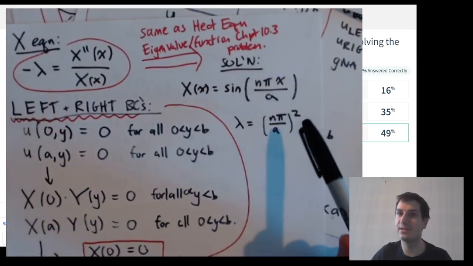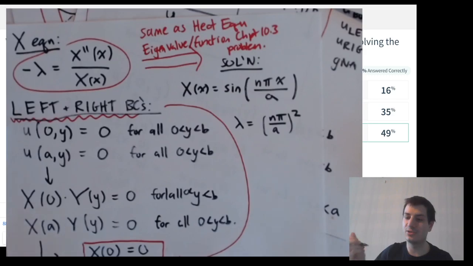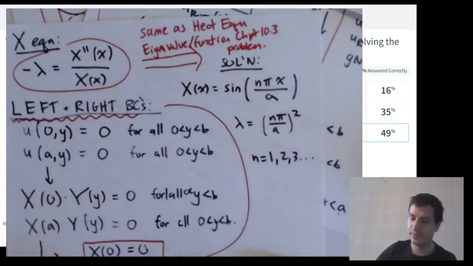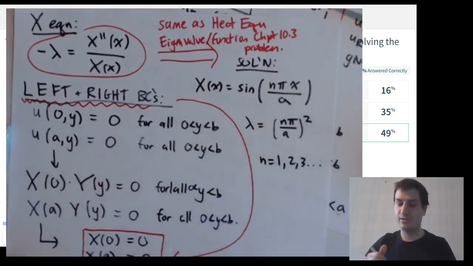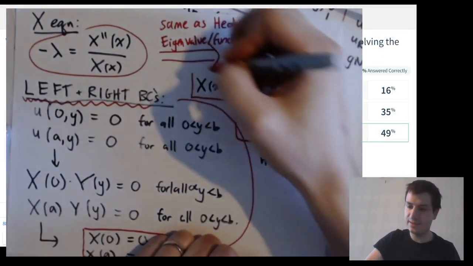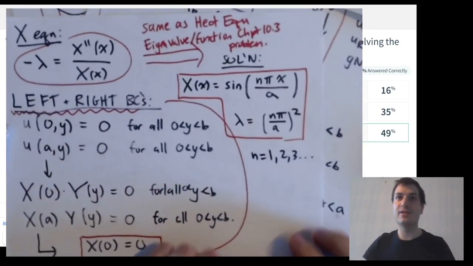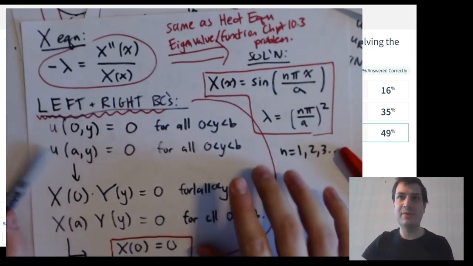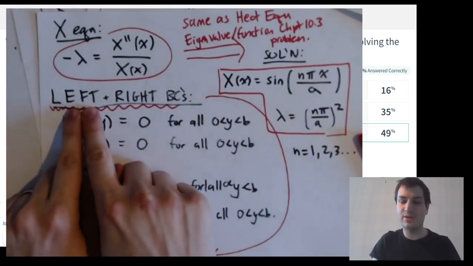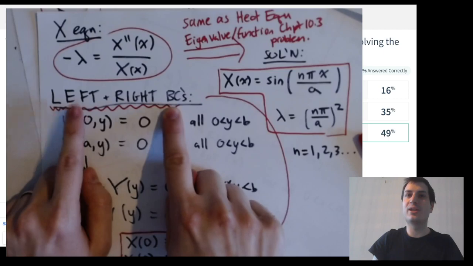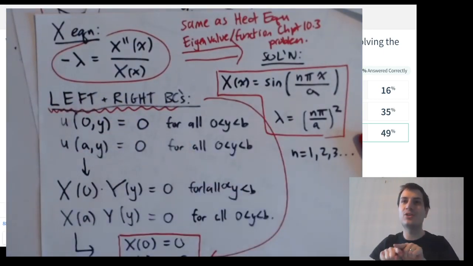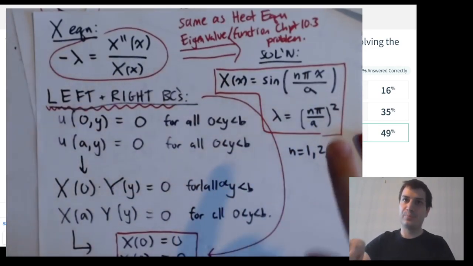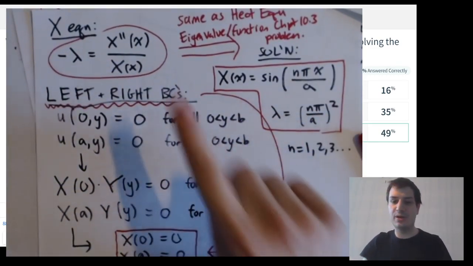It is sines and these integer things squared. So n is 1, 2, 3, and so on. So that is the x dependence, and that is not much different than in the wave equation or the heat equation, same kind of thing. The only maybe thing that was slightly different was I had to pick out the left and right boundary conditions to use. So you have to know, of the four boundary conditions, these two in particular get used now to make this thing happen. So that is the eigenvalue, eigenfunction part for the x's.